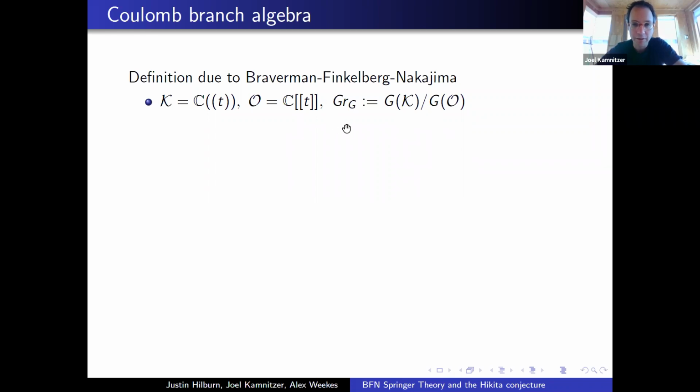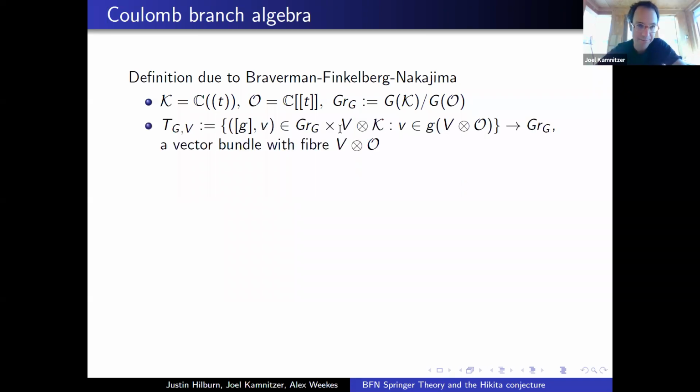Another equivalent description, for those who like compact groups, is that this affine Grassmannian is the same as the based loops into the compact form of G, sometimes called the based loop group. And it's a kind of infinite dimensional analog of a flag variety. So that's yet another way of thinking about it.